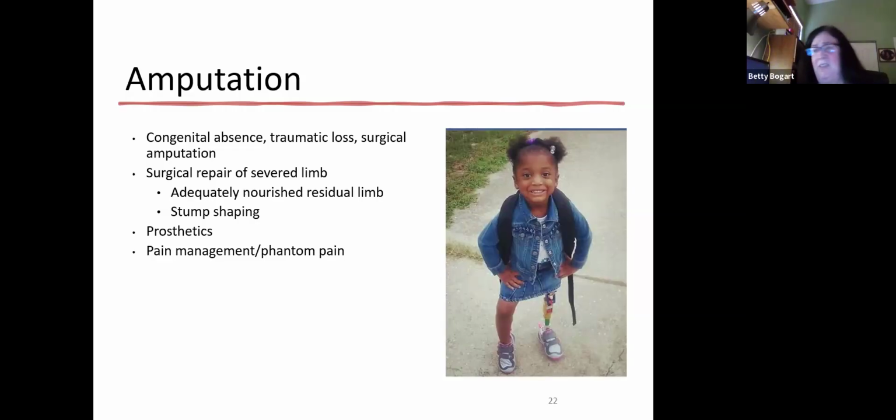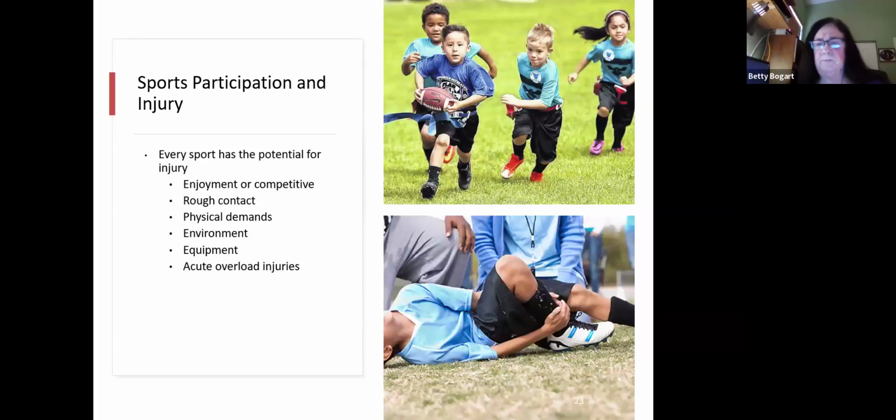Remember amputations in the adult world. It's the same as children. If we cut something off, they're still going to have pain in the toe, even though the toe's not there. That phantom pain, checking the stump, all those things that we do, we're still going to do for this child.